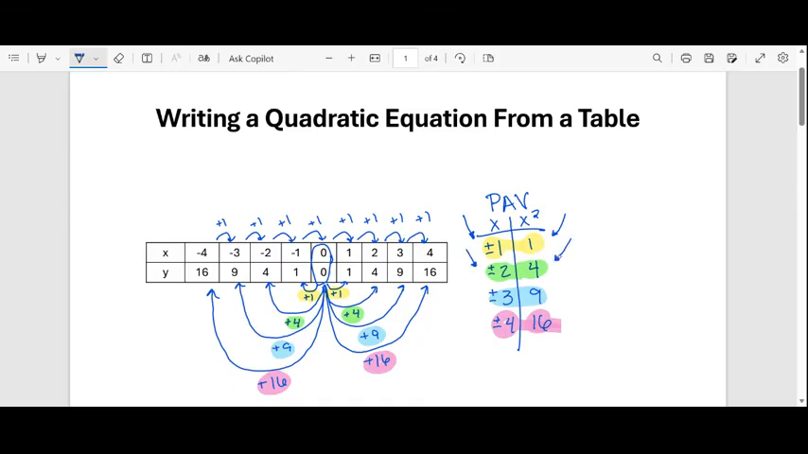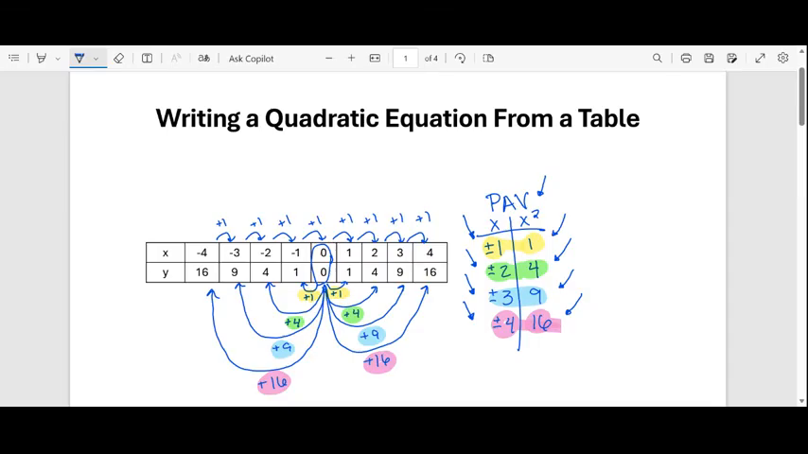This is a standard pattern about the vertex table. 2 squared is 4. Left and right 3, up 9, right? 3 squared is 9, and left and right 4, up 16, right? 4 squared is 16. So I know that my coefficient here has to be 1, because this value only went up by x squared. If it went up by 2x squared or 4x squared or 3x squared, we would have a different coefficient.